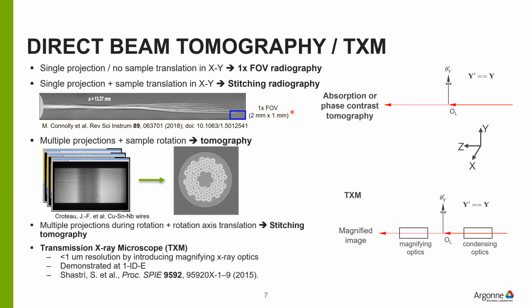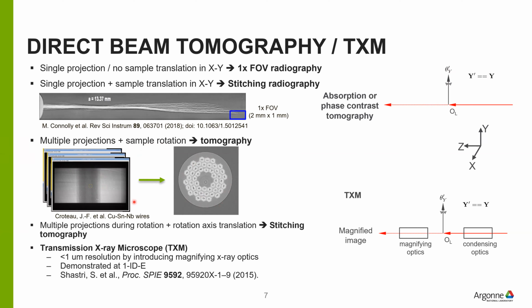Now, if you start to do multiple projections of the sample while the sample is rotating, particularly using this geometry here, where you have the incoming beam, the sample sits right in that location, and you rotate the sample using this theta y prime, and you take these multiple projections, and you deploy some smart reconstruction algorithm, you can now start to get a 3D picture of what's going on in your sample.